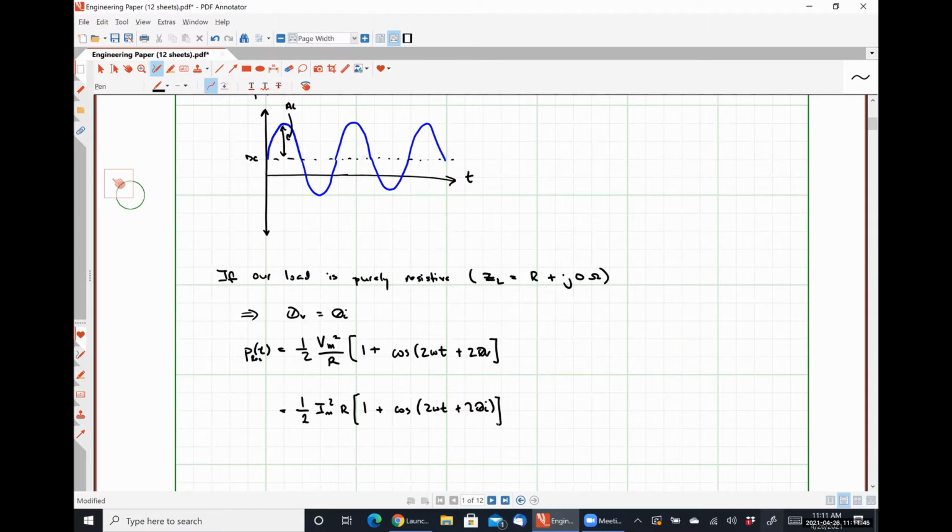If we wanted our average power, capital P, resistor average, what would that be? What's the DC portion of either of these terms?